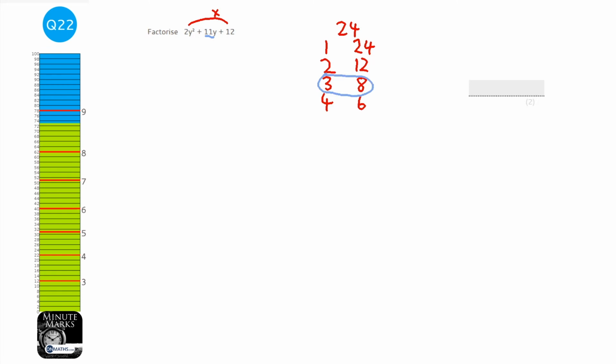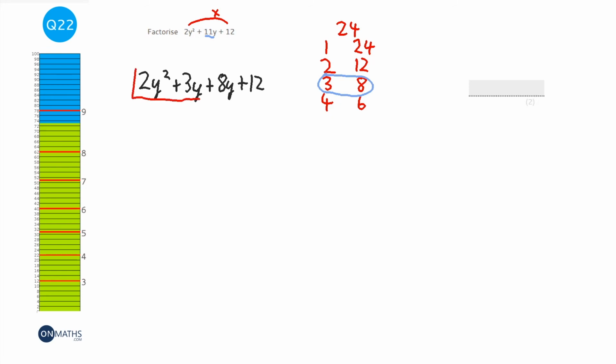I then rewrite it, but instead of plus 11y, I'm going to write plus 3y plus 8y plus 12. So I haven't changed it, I've just split it up into 3y and 8y. Next, I'm just interested in factorising this bit, and then I'm just interested in factorising this bit. So I'm going to factorise the left hand side. Well, there's only a y that I can divide out of both of those, so it would be y, 2y plus 3.